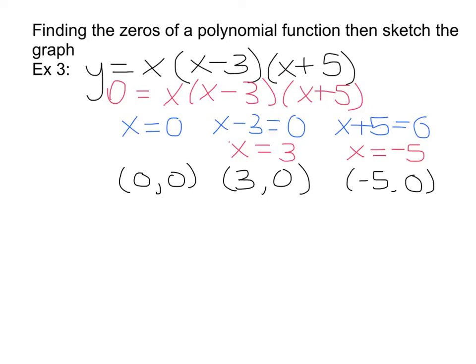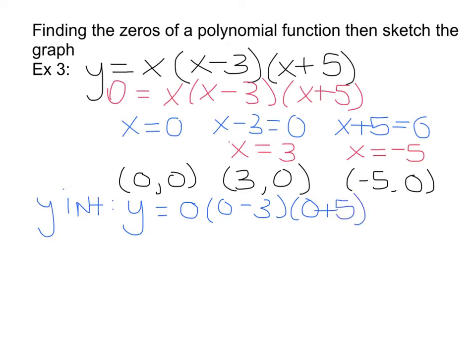Now we are going to find the y-intercept, just to give us another point to graph. Remember, to find the y-intercept of any function, you just plug in 0 for x. So we have 0 times 0 minus 3 times 0 plus 5, and since we're multiplying by that 0 in the front, the y-intercept is the point (0, 0).